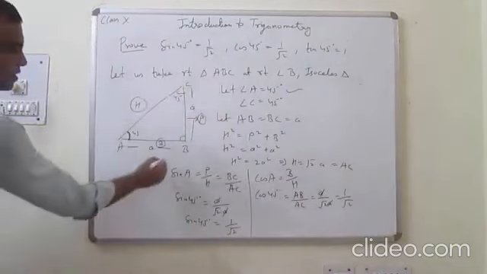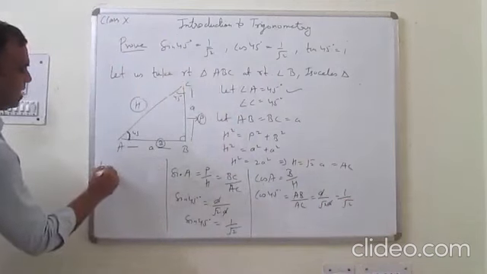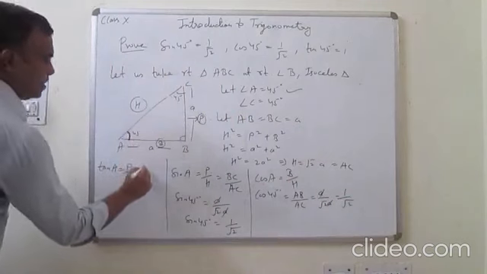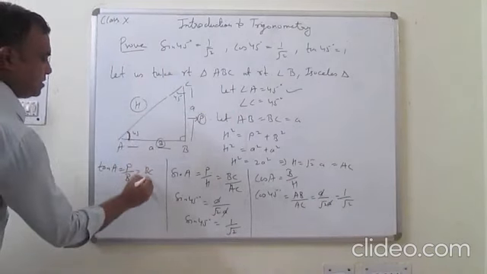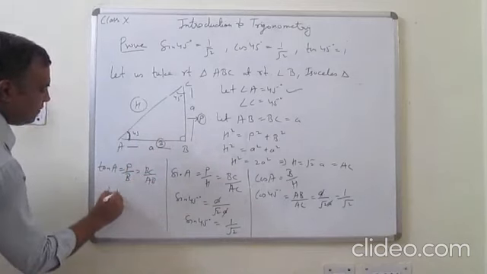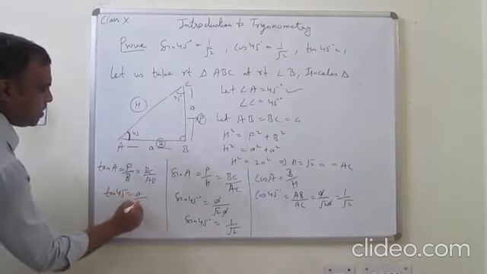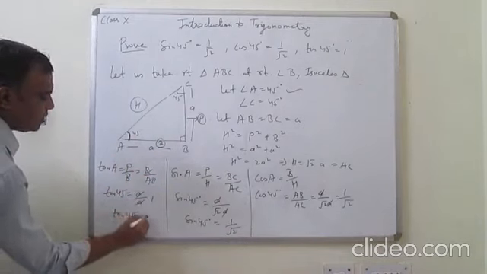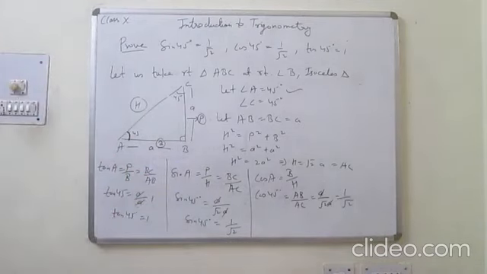Now tan A, it is P upon B. What is P? BC. What is base? AB. So tan A is 45. It is A upon A, it is 1. So tan 45 is equal to 1.